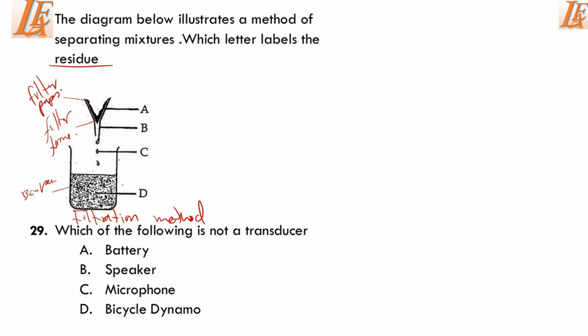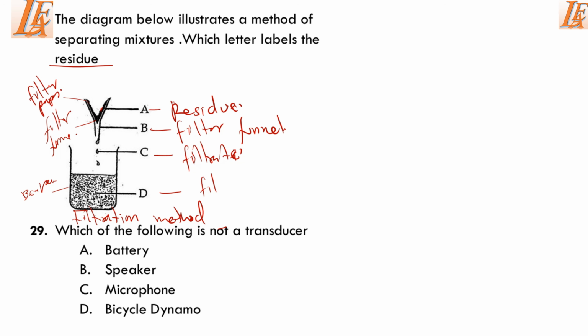Now in this case, the part labeled A is the solid which remains inside the filter paper, and this is what we call a residue. And then we have this apparatus which we call a filter funnel. Now the liquid which drops here is what we call a filtrate, and the liquid which has arrived inside the beaker is still a filtrate. So therefore the letter which represents a residue is letter A, and that is the solid which remains after the filtrate has moved through the filter paper.